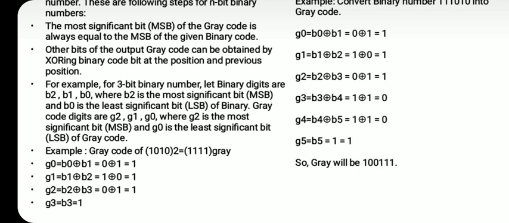Then the next XORing will be B3 and B2. Followed? So again it is 0, 1. So what will it be? 0 XOR 1 is 1. Right? Now, what did I say? MSB will be taken as it is. Means in the 4th bit of the gray code, the MSB, that is 1, will be as it is. Clear? This is how you convert binary to gray.